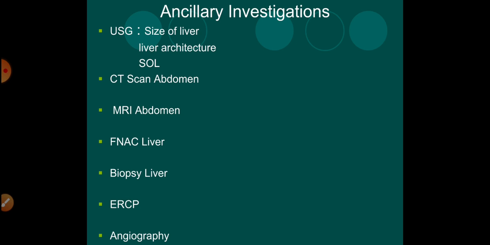ERCP, endoscopic retrograde cholangiopancreatography, is used to assess the patency of the biliary tract. Angiography is used to study the vascular pattern in liver disorders, which will be abnormal in cirrhosis of the liver, or some SOLs with abnormal vascular pattern can help in differential diagnosis.